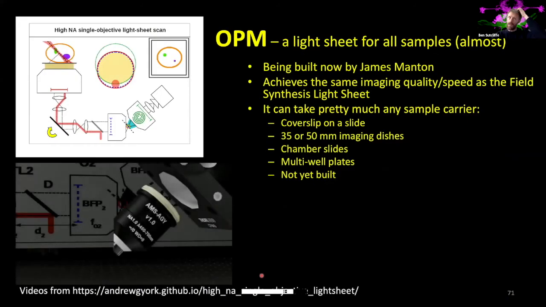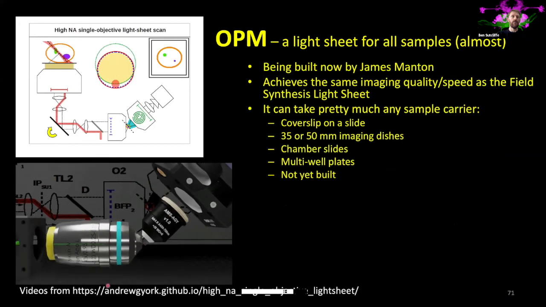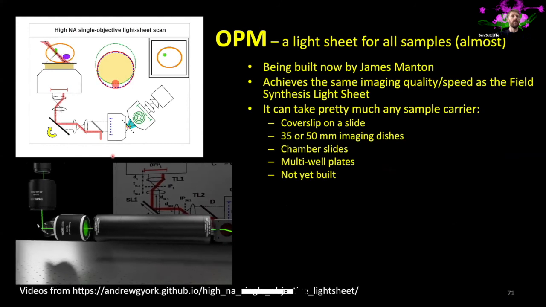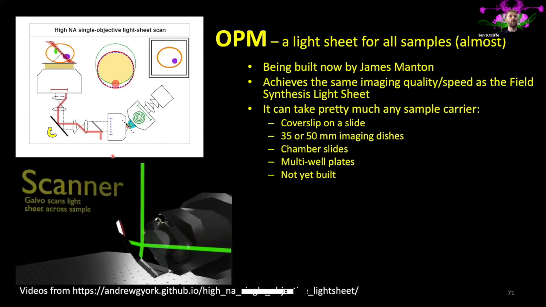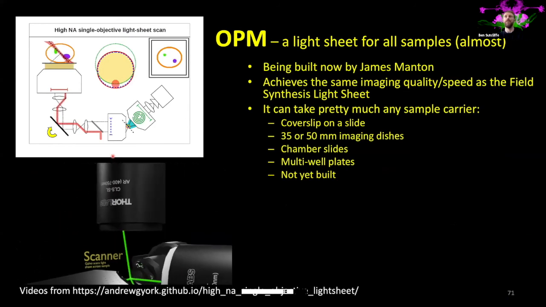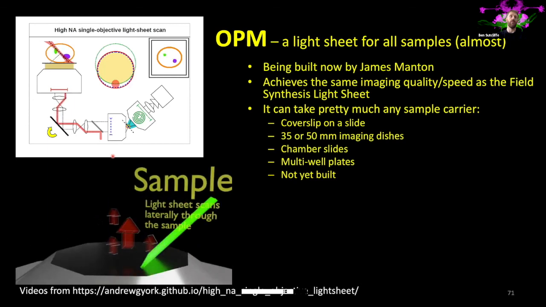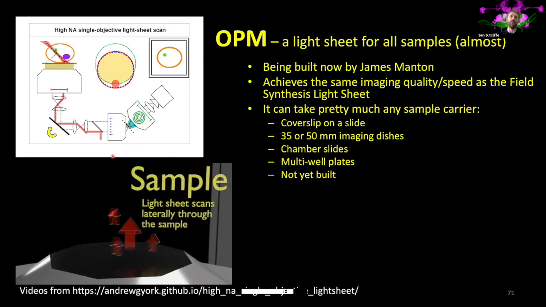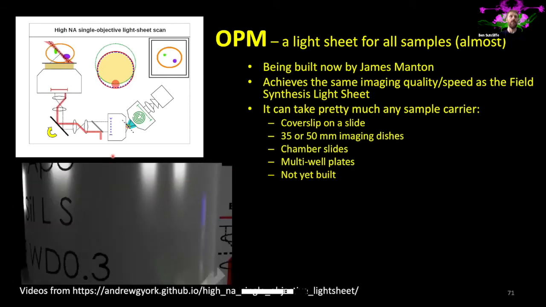James is also now developing an OPM in the building. This is a video and a schematic from Andrew York, who came up with this idea and is building them as well. But he wants to make it open source and everything, so James is building one as well. This should give you the same resolution as the field synthesis light sheet, but you're only using one objective lens effectively. You don't have to illuminate with illumination objectives and then detect with a detection objective. You illuminate and detect with the same objective.